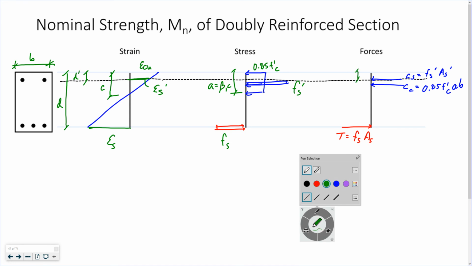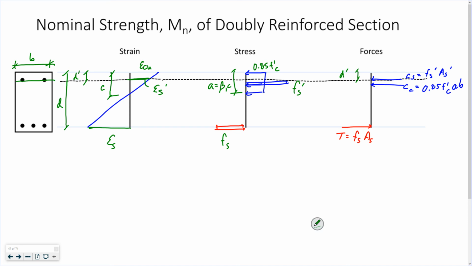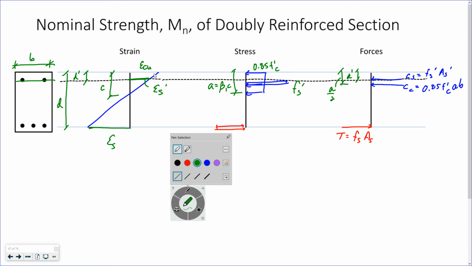This C_s happens at d prime, which is the centroid of the compression reinforcement. Make that a little bit closer to its buddy. And the centroid of my compression concrete force, or of the stress, which is where the concrete force acts, is at a over 2. Let me give you a minute to make sure you have all that down.